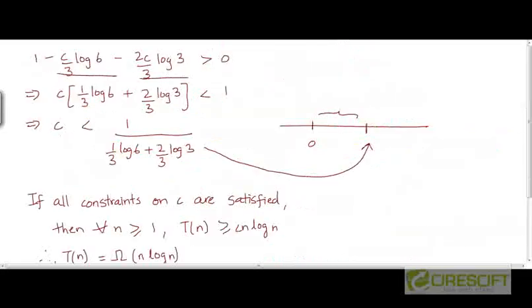And if that is true, then we are guaranteed that T of n is greater than or equal to C n log n for all values of n greater than or equal to 1, because we've already proven that this claim is true for all the base cases. And now we've proven that if C can satisfy this additional constraint, from the base cases we got a set of constraints for C. And from the inductive step we are getting one additional constraint for C.